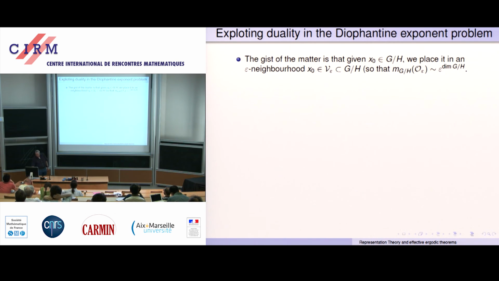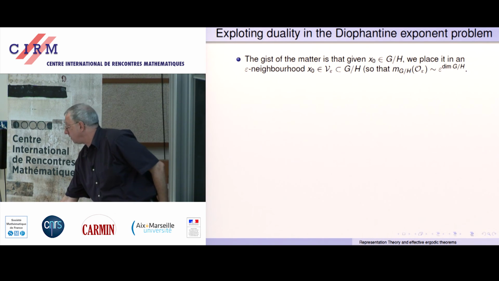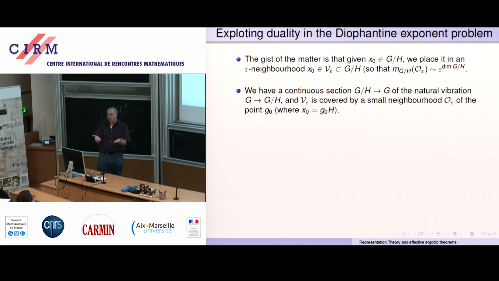Okay, so the gist of the matter under discussion is that given x naught in G mod H, you want to place it in an epsilon neighborhood in G mod H, which has volume which decays like epsilon to the dim G mod H. And so you can now take a continuous section from G mod H to G of the natural fibration. And then you lift this little neighborhood to G with the same volume. And this V epsilon is covered by a small neighborhood O epsilon.